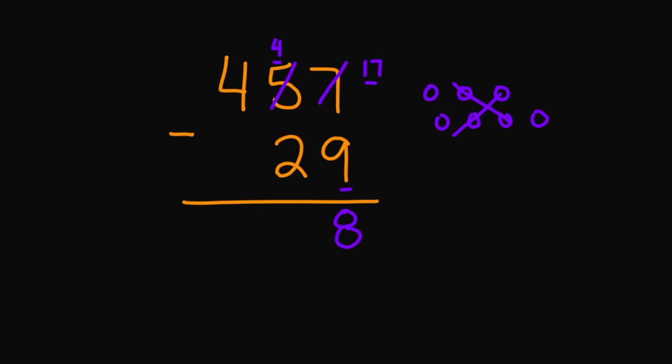And then you have 4 minus 2. This is going to give us 2. And then 4 minus your imaginary 0 is going to be 4. So your final answer is 428.